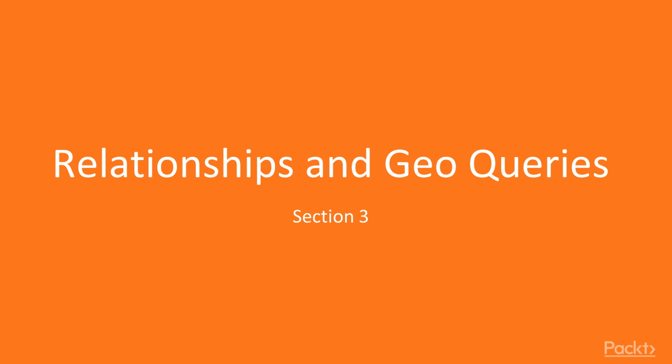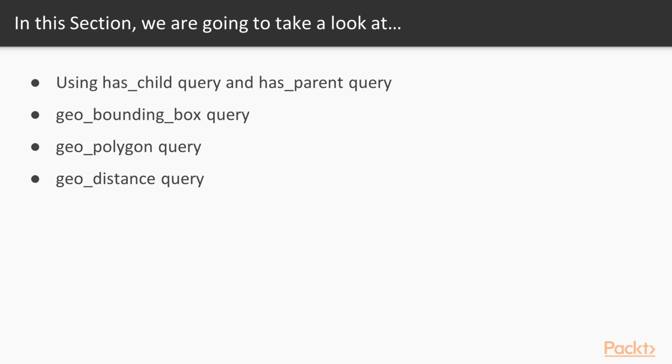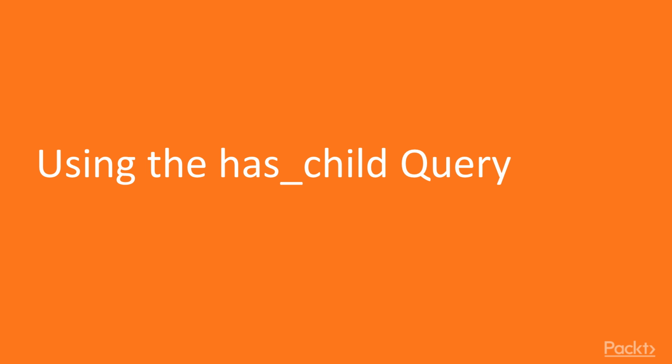Hi, welcome to the next section, that is relationship and geoqueries. In this section, we will start with using the hasChild and the hasParent query. We will then move to geobounding box query, geopolygon query, and geodistance query. Now we move on to the first video of this section that deals with using the hasChild query.